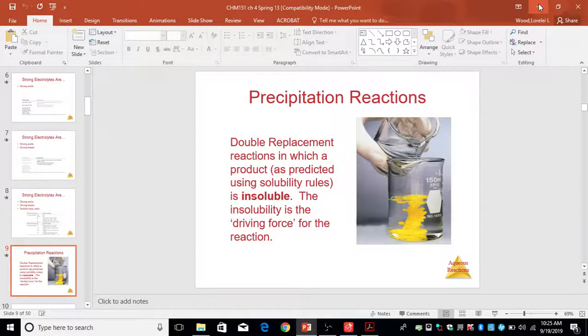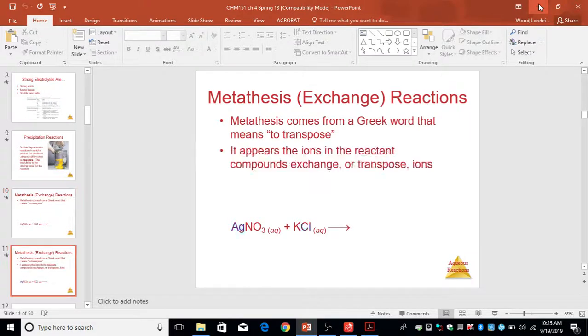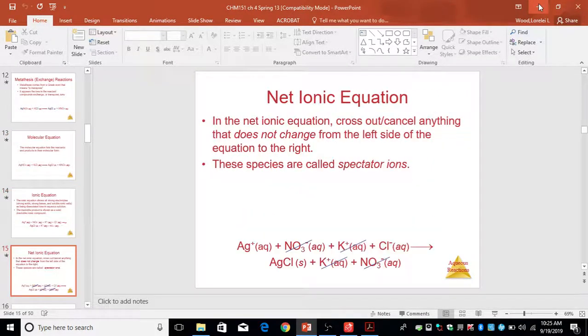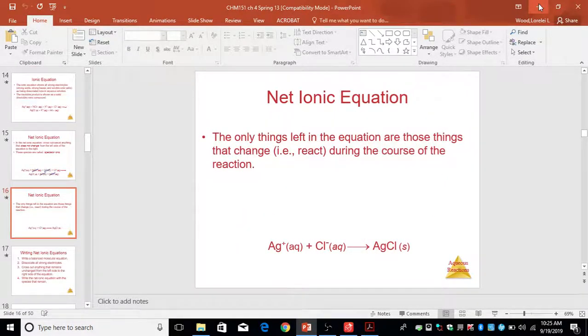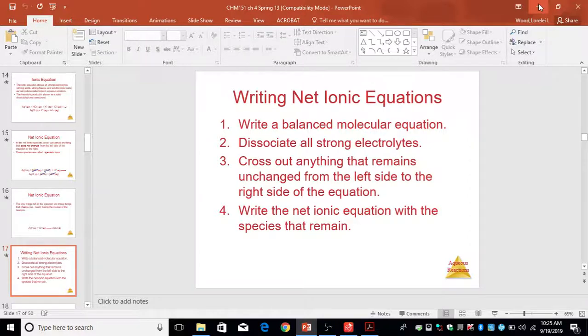Precipitation reactions. We just discussed this last Tuesday. We talked about double replacement. I'm not going to go through these. These are all in the PowerPoint. For sure, you should know how to write net ionic equations. That's part of your homework assignment that's due on Tuesday.